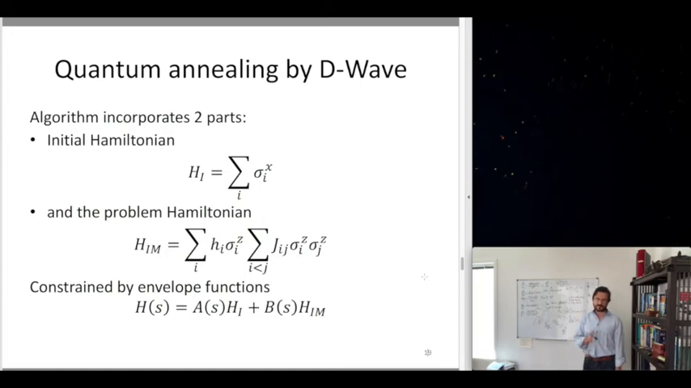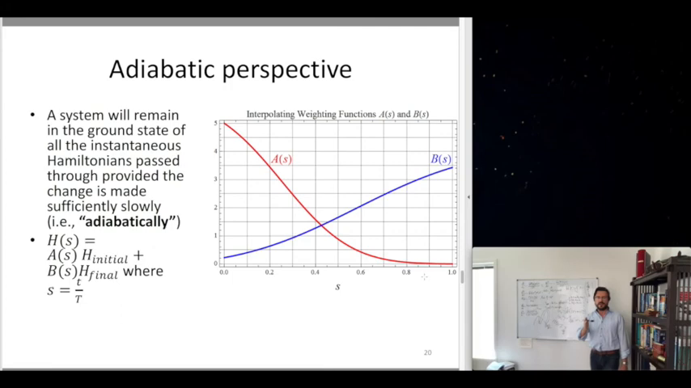And totally identical to the adiabatic quantum computing that we looked at before, the initial Hamiltonian loses importance over time. And the system will remain in the ground state of all the instantaneous Hamiltonians it passes through, provided the change is made sufficiently slowly, adiabatically. And here you see the envelope functions crossing each other. And at some point, B of S will become more important.